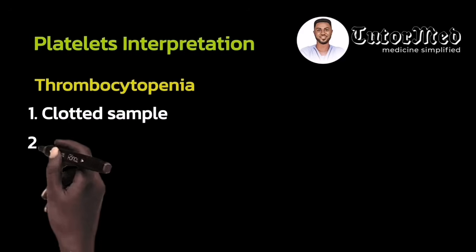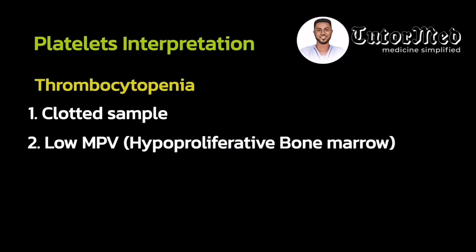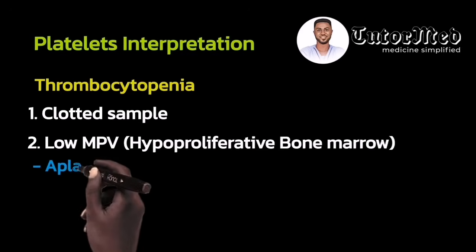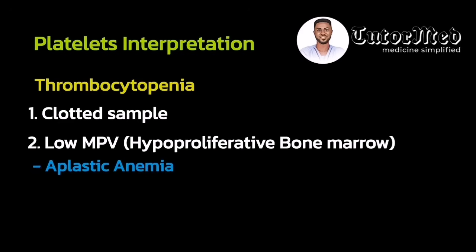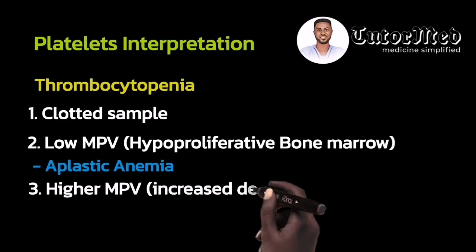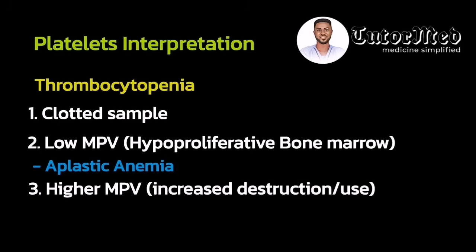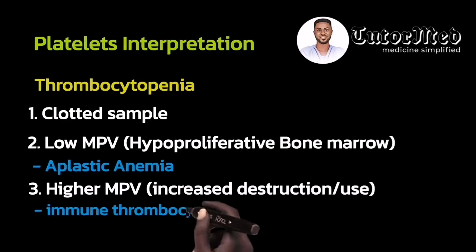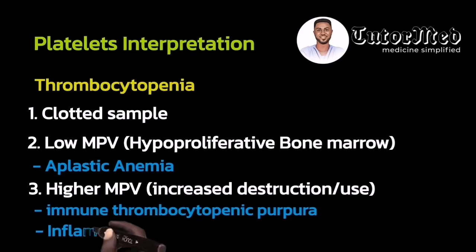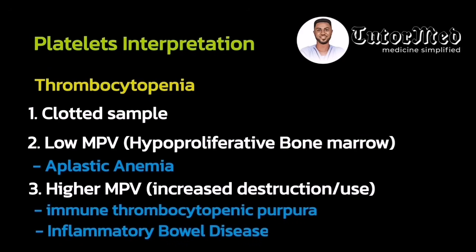Typically, thrombocytopenia with low mean platelet volume or MPV is associated with hyperproliferation of the bone marrow, and aplastic anemia is one of the common causes. And then thrombocytopenia associated with a high MPV is associated with increased destruction or use. And so we have immune thrombocytopenic purpura, inflammatory bowel disease, disseminated intravascular coagulation, just to mention a few.